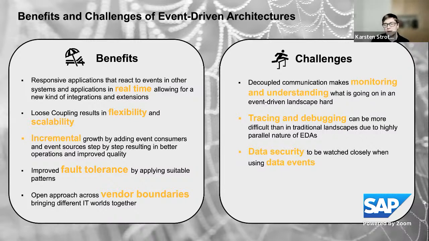Challenges. All of this is happening in parallel, and there are lots of events. If you think about how many events an SAP backend could expose, that's quite some. Think about all the changes happening there. So monitoring and understanding what's going on in an event-driven landscape is not necessarily easy. Tracing and debugging, if things go wrong, is certainly more difficult than in traditional landscapes. And that's all due to the parallel nature of event-driven architectures. And data security, obviously, you have to watch specifically with data events there.